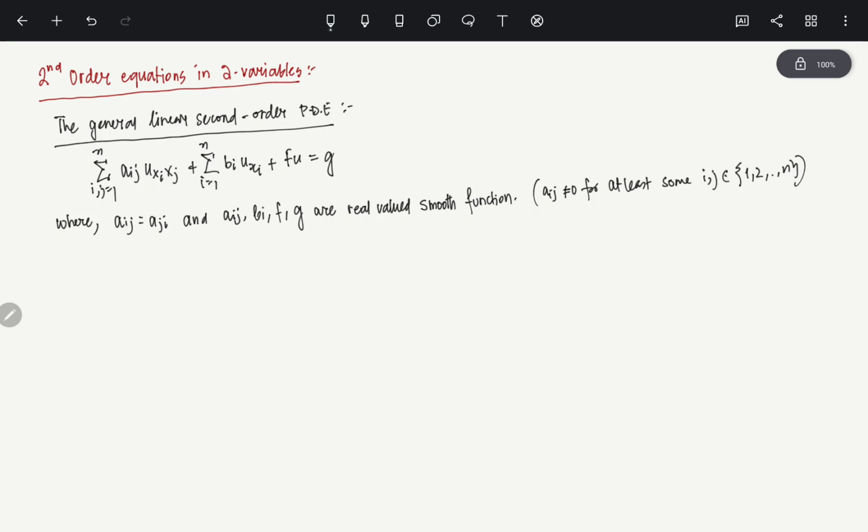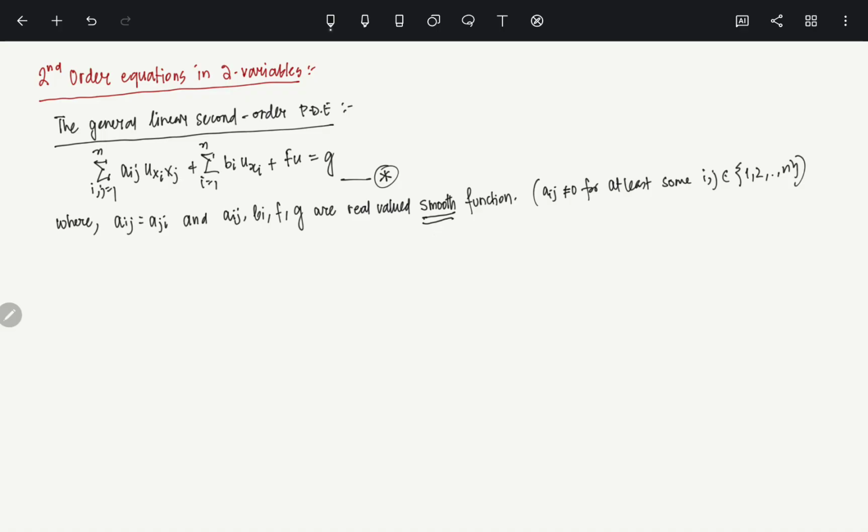Again, this is a general form. Let's label it star, a second order linear PDE. Why are we calling it a general form? Because you can put any linear second order PDE in this form. Of course, I am assuming the functions to be smooth. They don't need to be smooth, but for this theory part we are just going to assume it is smooth.